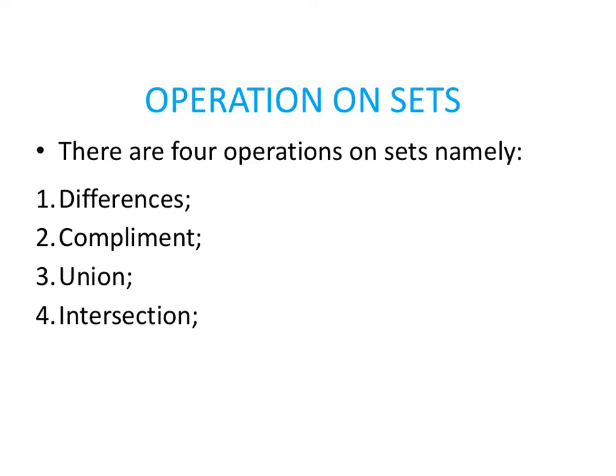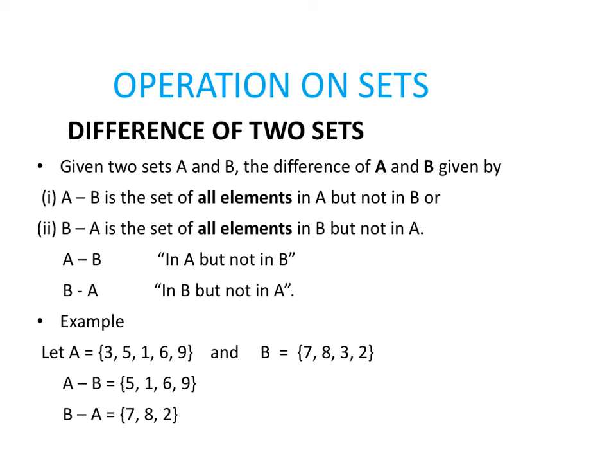We'll now go over to operations on sets. We are done with the types of sets. There are 4 operations on sets, namely: 1. Difference, 2. Complement, 3. Union, 4. Intersection. We are going to take on these operations one after the other. We'll start with difference, that is difference of two sets.